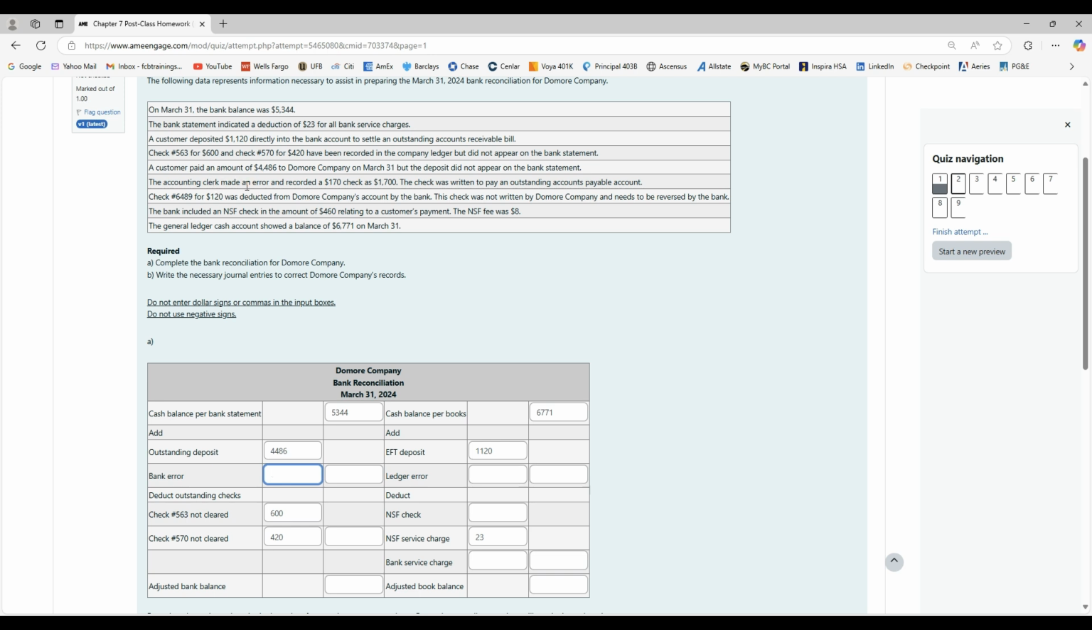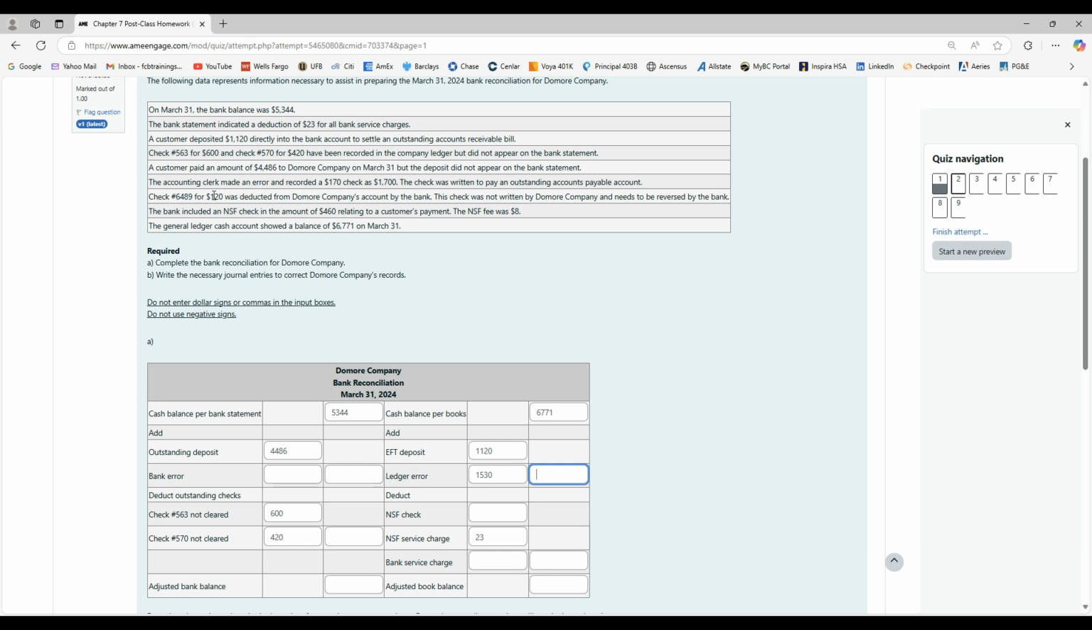Okay, let's see. The accounting clerk made an error and recorded a $170 check as $1,700, and the check was written to pay an outstanding accounts payable. So on the book side, we went too far down, so we need to add back, if you want to think of it that way, to the cash balance to get it to 170. The difference between 1,700 and 170 is 1,530. That's going to add our cash balance back; the error brought cash down 1,700. We need to increase the cash balance so it's accurate up to 170. So the difference between those two is 1,530, as we've got here.